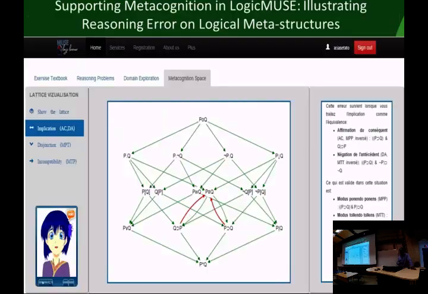Okay, and also metalogic structures are sometimes used to make the student aware of what is going on when there is an error and so on. So we can visualize, for example, the Boolean lattice. This is the Boolean lattice, but with a counterclockwise rotation of 90 degrees. We can try to represent in this what the problem is and why. So this provides the learner with more explanation of that.